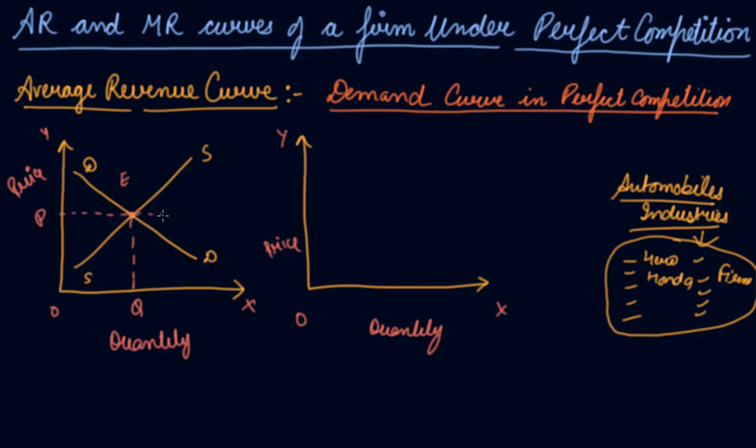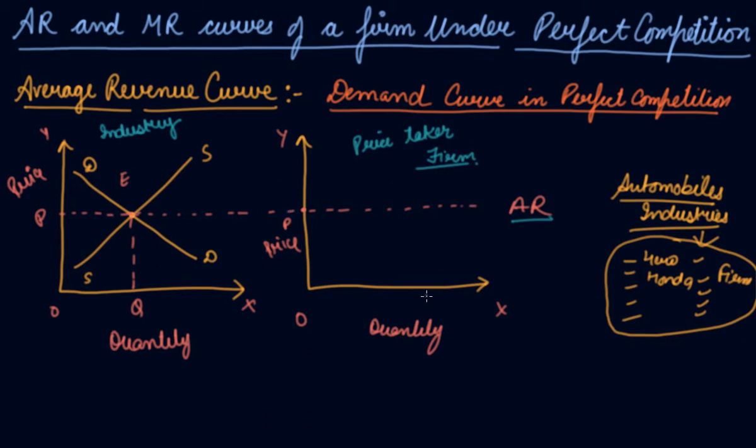Let's extend this line parallel. This is your price P, and this is your average revenue in perfect competition. See, this is the industry: with the demand and supply, you get the price and the quantity. So this is the price taker. The firm is the price taker. So this is the AR of a firm in perfect competition.